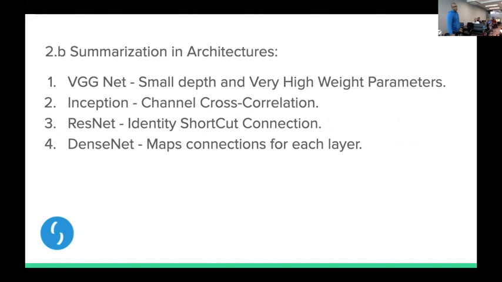So a quick summation is, VGG has small depth and very high parameters. Inception gets rid of the FC layers and uses more channel cross-correlation. ResNet has shortcut connections from one layer to another. DenseNet has short connections to all the above layers for each layer.